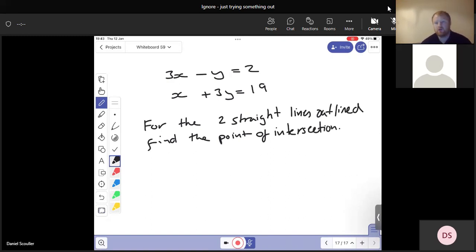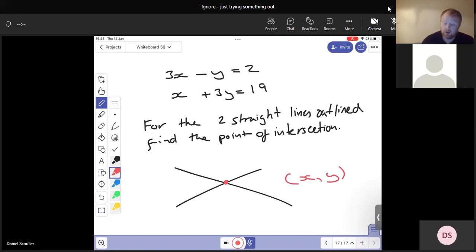Okay, all that's asking you to do is, if you've 2 straight lines that cut across each other, find the point at which they meet. Find the point at which they cross. So that will be on an XY coordinate graph. When we find our x and y using our method that we've worked out, we'll put it in coordinate form. That's all it's asking for there.